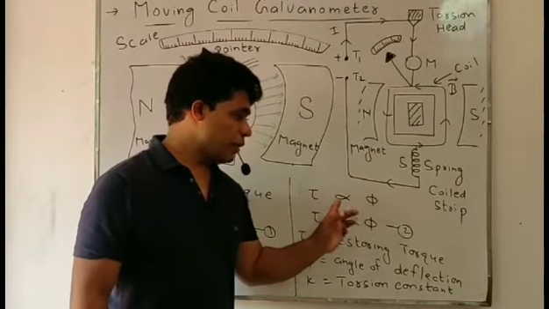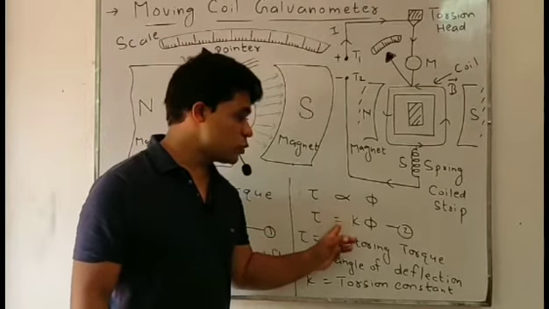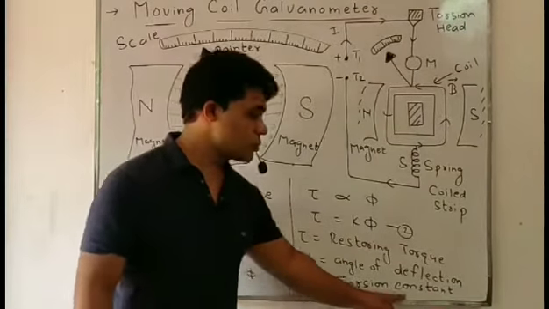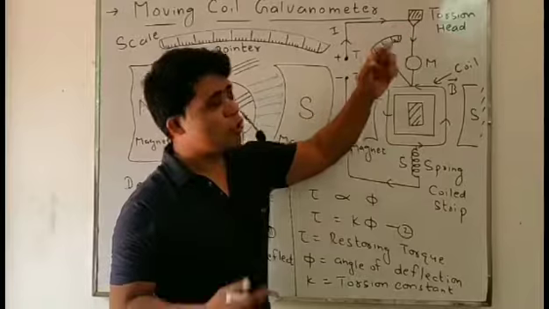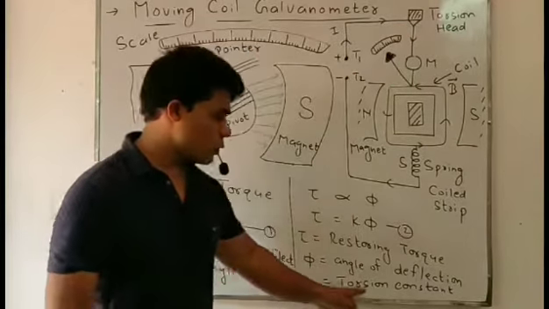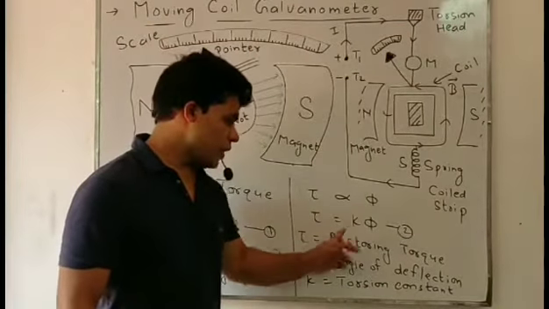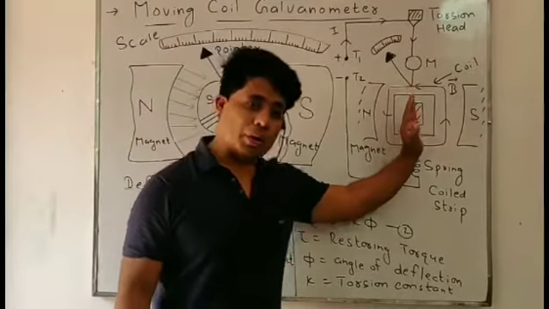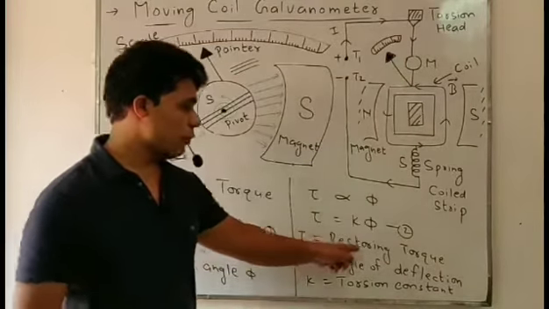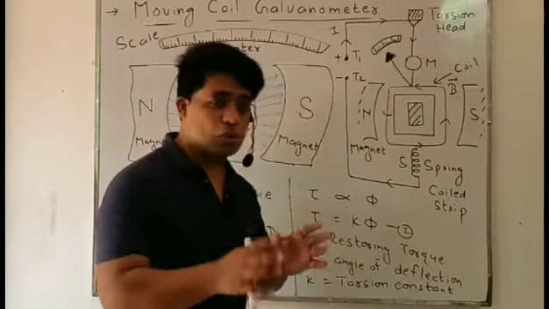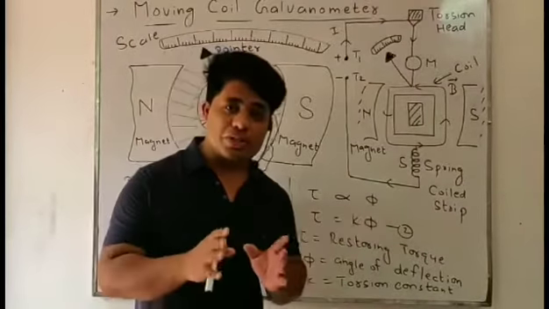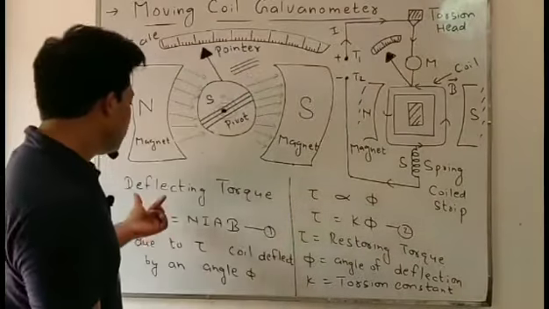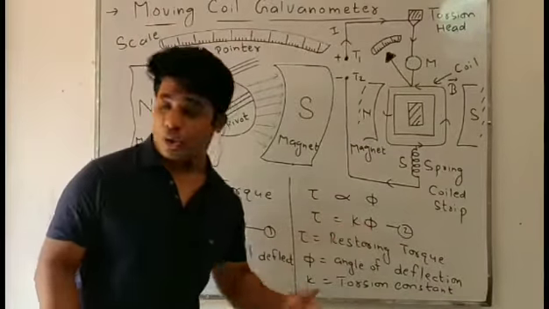Torque is proportional to phi, and whenever we remove this proportionality, we always use an equivalent constant. Here I am using the constant K. K is called the torsion constant because you have a torsion system. And phi is called the angle of deflection. It is the angle with which the coil rotates. And this torque is called restoring torque. This torque is set up due to the elasticity property of this spring. In the balancing state, deflecting torque will equal restoring torque.